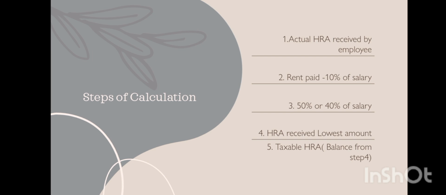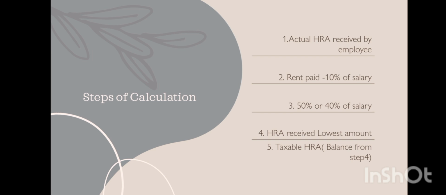Here the first step is the actual HRA received by the employee. What is the amount that the employee is receiving from his employer as HRA? It may be 2000 per month or 4000 per month, 5000 per month, like that. The amount which is provided by the employer to his employee, that is the actual HRA received. And the second step is rent paid minus 10% of salary.